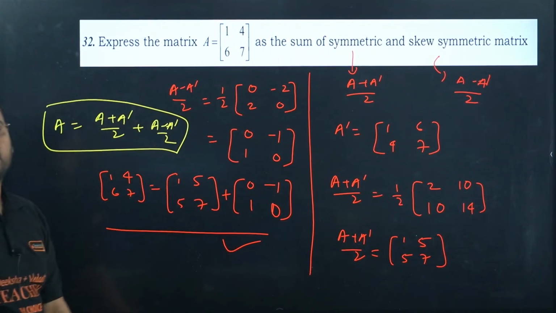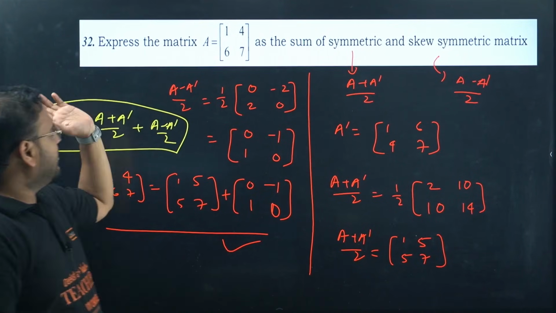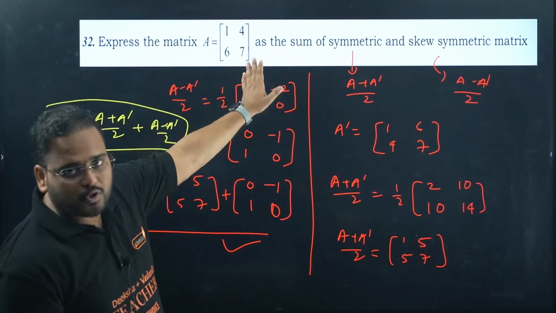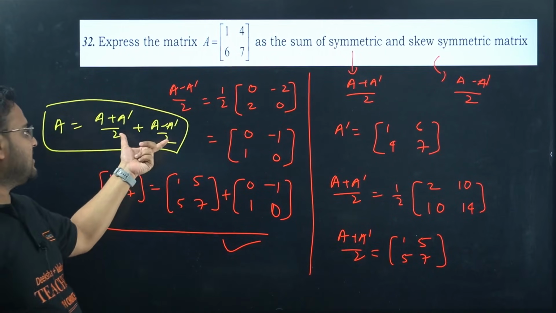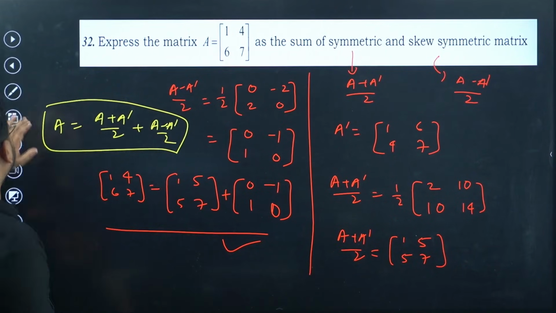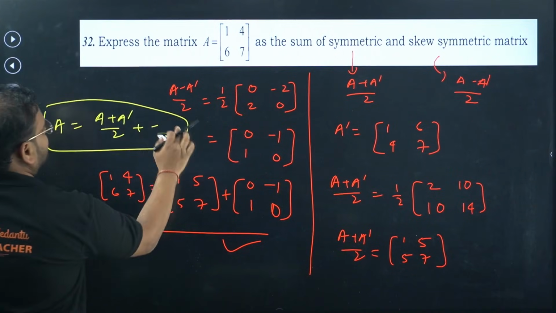You can cross check. Okay, simple question. Expressing the given matrix of 2 cross 2 order in the form of sum of symmetric and skew symmetric. This is the standard form, A plus A dash by 2 and A minus A dash by 2.